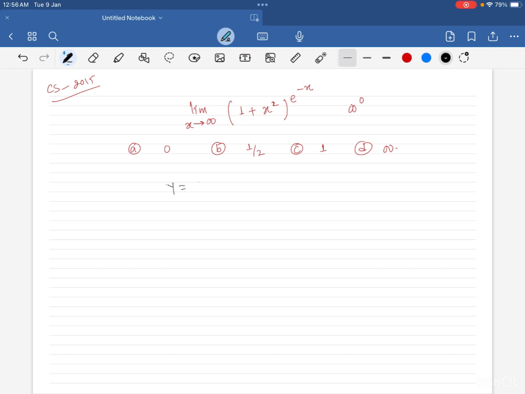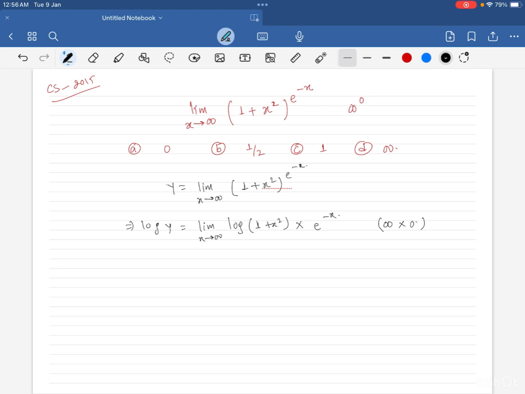We can assume that y is equal to limit x tends to infinity of (1 plus x square) to the power e to the power minus x. Now what we can do is take log on both sides. So that is going to be limit x tends to infinity of e to the power minus x into log of (1 plus x square), right? Now you still cannot put the limit, because that will be one of the other indeterminate forms, the infinity into 0 form.